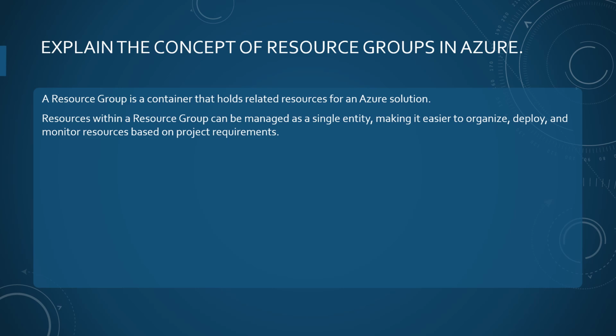Explain the concept of resource group in Azure. A resource group is a container that holds all the related resources of an Azure solution. Resources within a resource group can be managed as a single entity. It makes it easier to organize, deploy and monitor the resources based on particular project requirements.